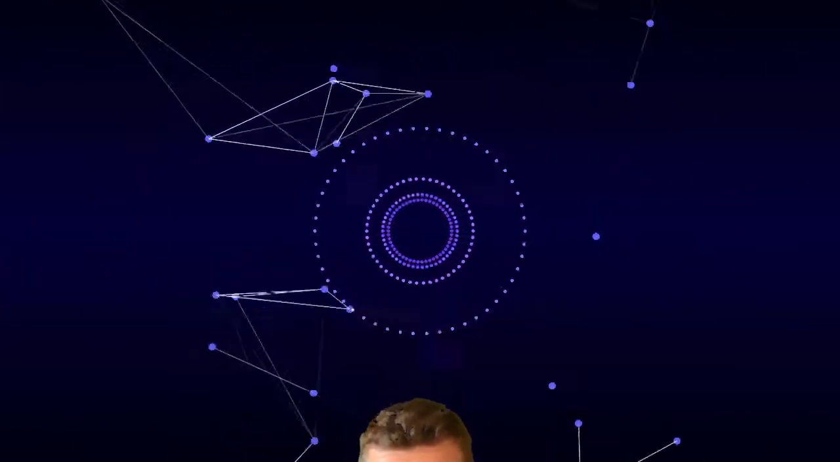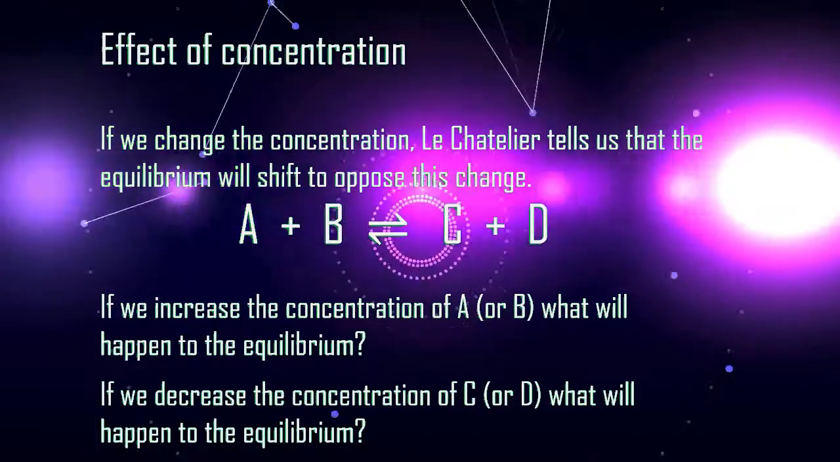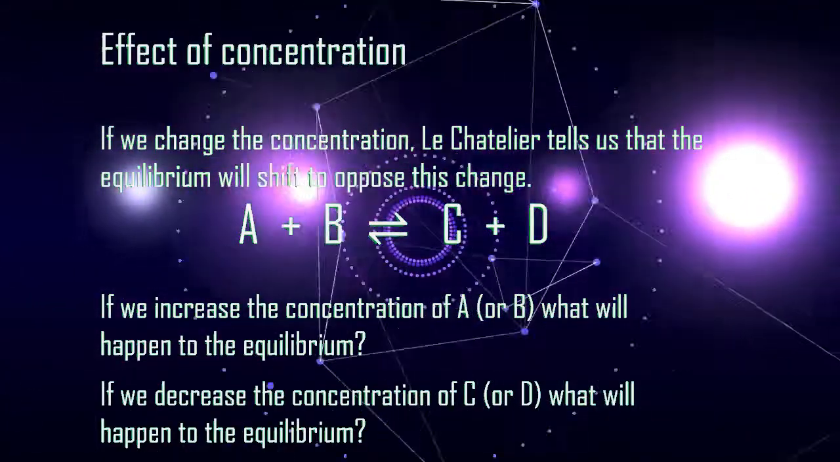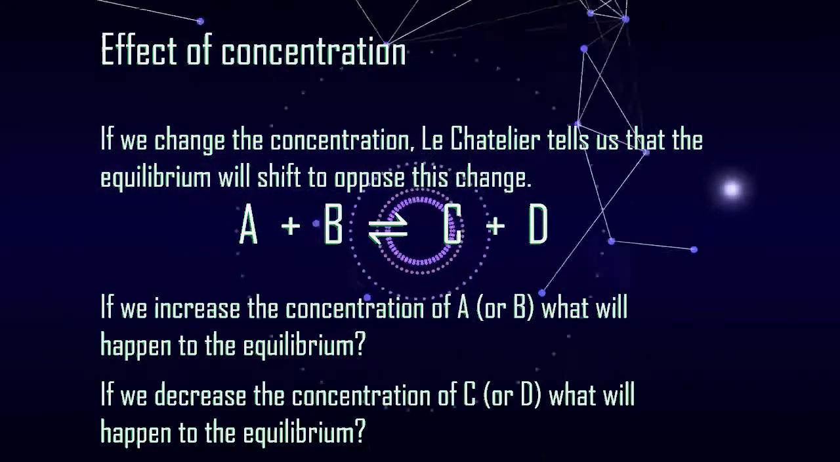Right, so now I'm going to have a look at concentration. Concentration is very, very similar to pressure, which we've just looked at. So what's going to happen to a system if we start messing about with concentration? But what is concentration to start with? Well, it is the number of particles of whatever you're interested in within a unit volume, per decimetre cubed or whatever it is. So thinking back to what Le Chatelier's principle tells us, we've got some reactants, we've got some products. We're going to change the concentration of one of these. What's going to happen? The equilibrium is going to shift to oppose that change.